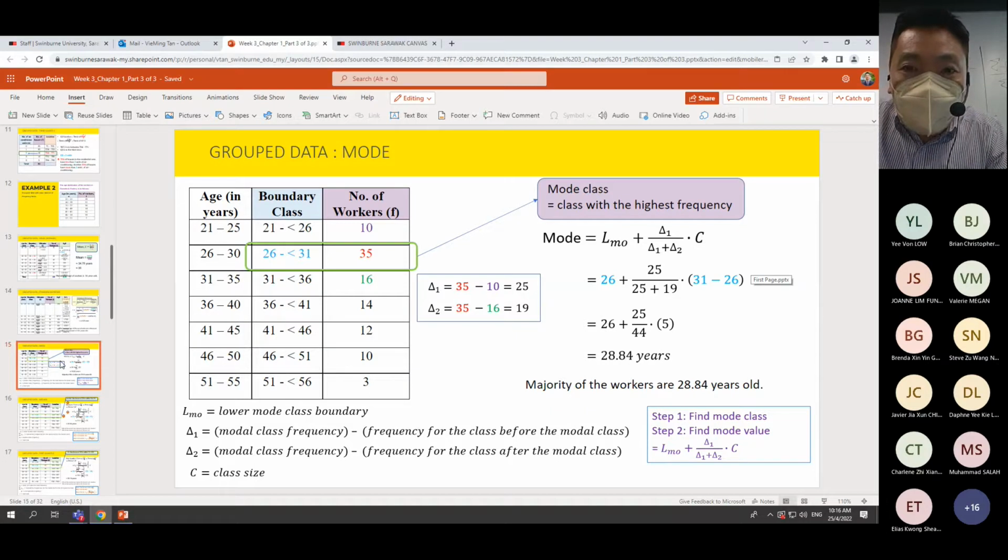So the formula is L mod. What's the meaning of L mod here? L mod means the lower boundary of the mod class. The lower boundary of the mod class is 26. Okay, 26 is the lower boundary.